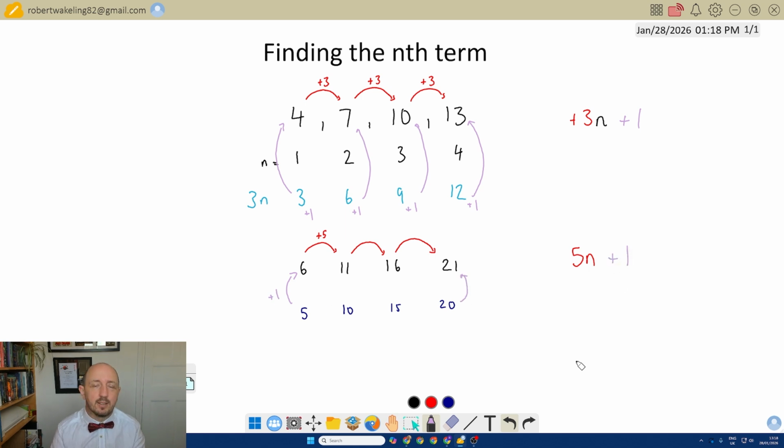So something like that. Okay, so the nth term is super straightforward. You just look to see how much it is going up by. That becomes your number for n. And then we might need to adjust it, like plus 1, minus 2, something like that, to get the sequence starting on the right number.